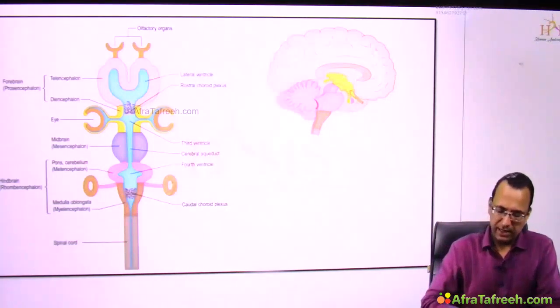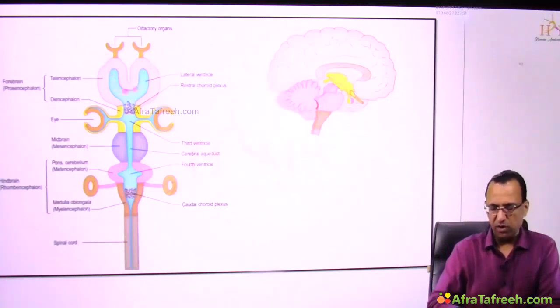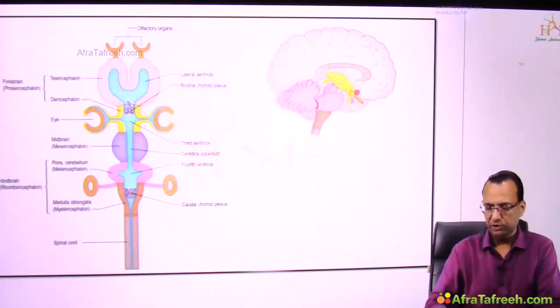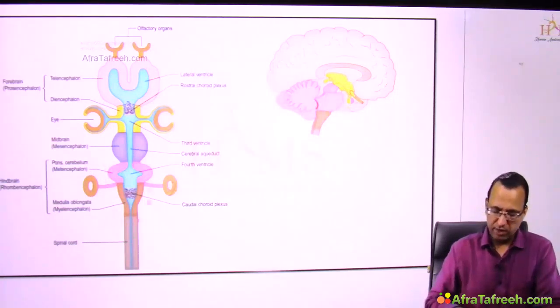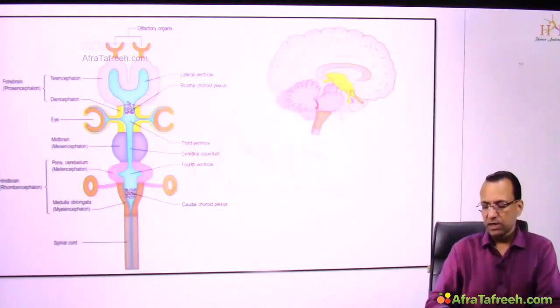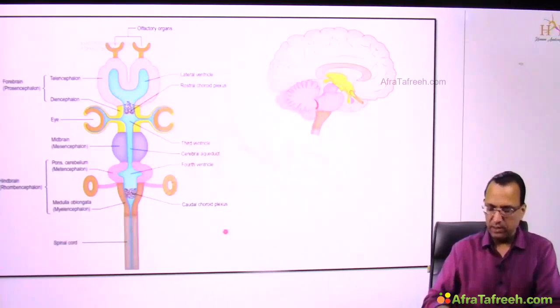And you will see that this telencephalon was forming the cerebrum. The diencephalon, the yellow color, was forming the thalamus. This is the midbrain, mesencephalon. That is the pontocerebellum, the metencephalon. That is the myelencephalon, medulla oblongata, continuing inferiorly as the spinal cord. That is the spinal cord.